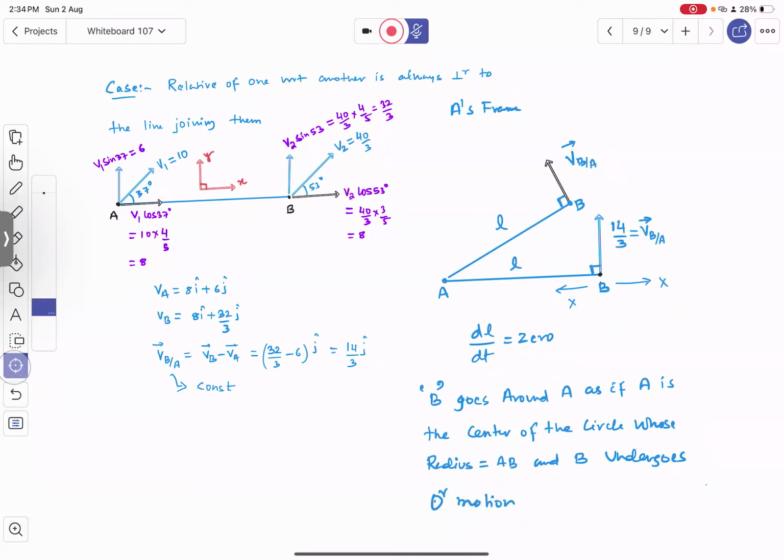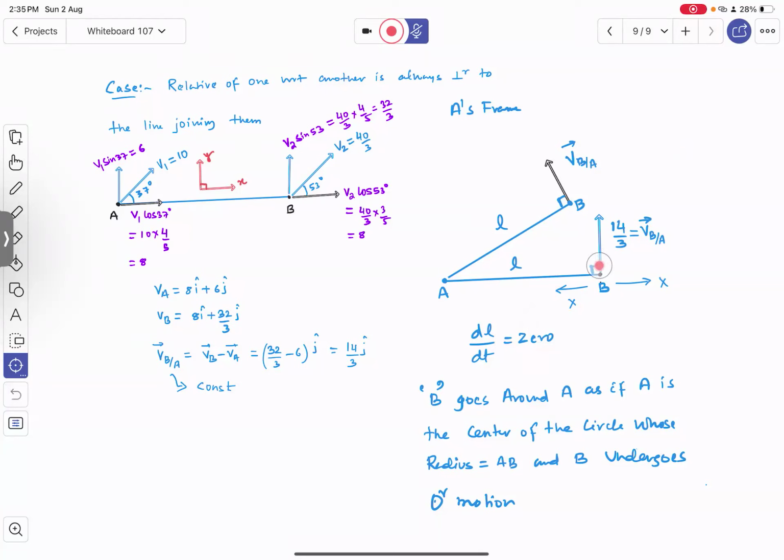So it is going to be the same thing as if A is the center of the circle whose radius is equal to L, which is not changing, and B is going around in a circular path, A being the center of the circle. So the distance between A and B in such a situation will not be changing. So the rate of change of separation, or the distance between them, will be zero. All of you have understood this thing.